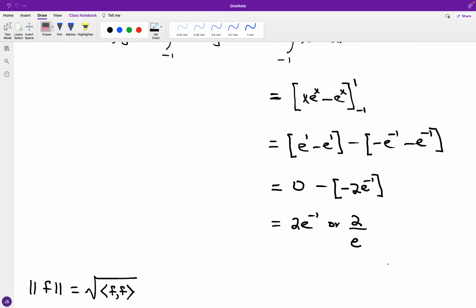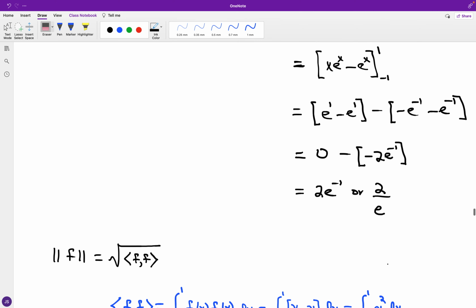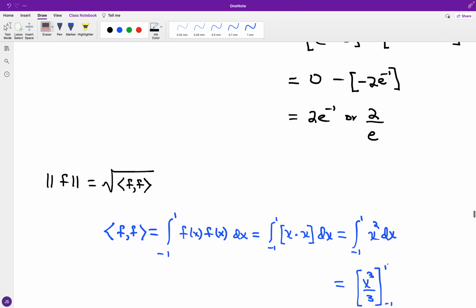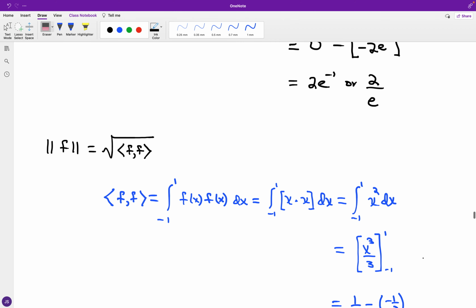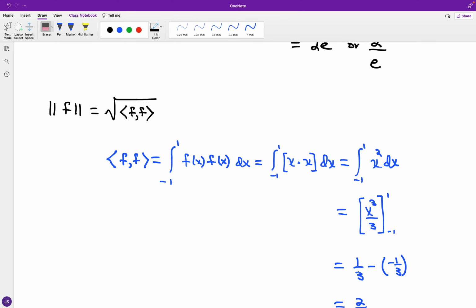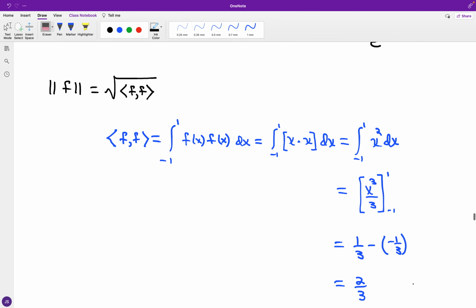Now, looking at the norm of f, we're looking at the square root of the inner product of f with itself. Again, f is just x, and f of x times itself translates to x times x, which is x squared. Integrating x squared dx as x goes from negative 1 to positive 1, we had the antiderivative x cubed over 3, and as x goes from negative 1 to positive 1, we're going to end up at 1/3 plus another 1/3, since 1/3 minus negative 1/3 is 1/3 plus 1/3, and so we have 2/3.